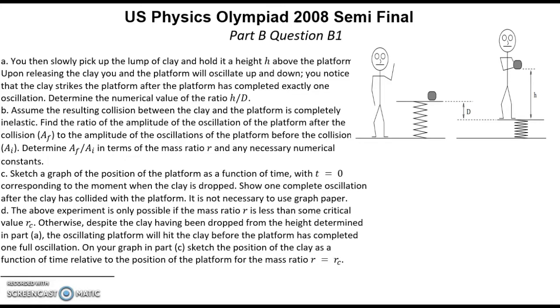D. The above experiment is only possible if the mass ratio R is less than some critical value Rc. Otherwise, despite the clay having been dropped from the height determined in Part A, the oscillating platform will hit the clay before the platform has completed one full oscillation. On your graph in Part C, sketch the position of the clay as a function of time relative to the position of the platform for the mass ratio R equal Rc.